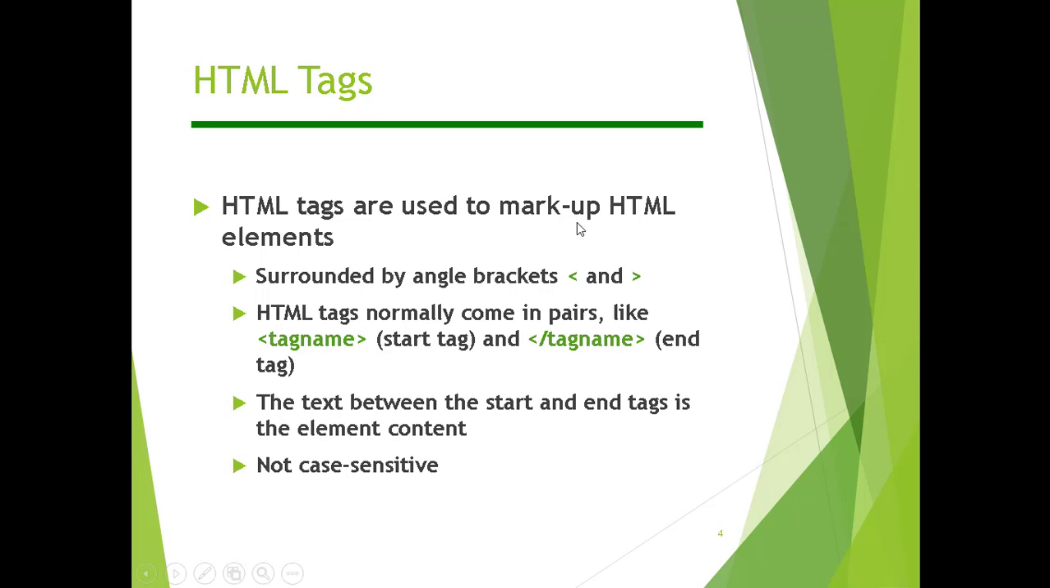HTML tags are used to mark up HTML elements, and each tag is surrounded by angle brackets, that is, it has an opening angle bracket and a closing angle bracket. HTML tags normally come in pairs, that is, a start tag and an end tag. Only a few tags do not have the end tag, for example the break tag doesn't have an end tag. The text between the start and end tags is the element content. HTML is not a case sensitive language.